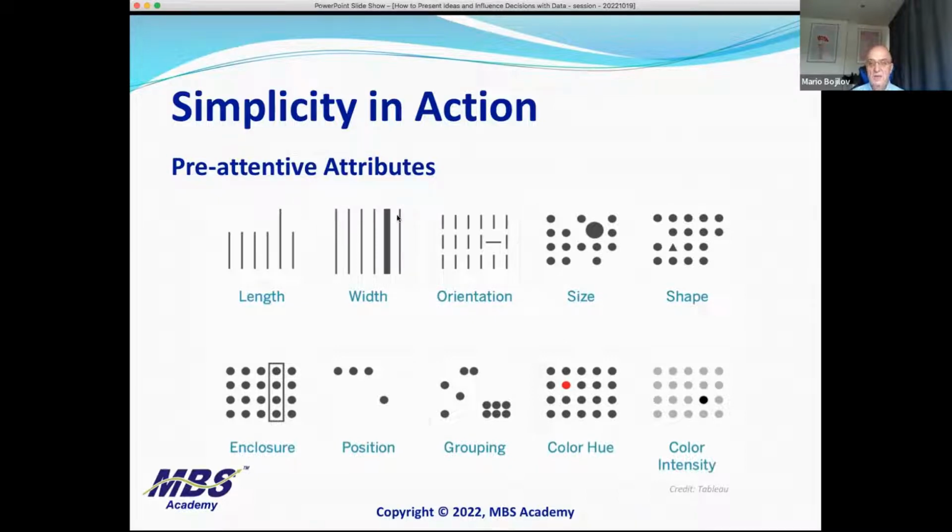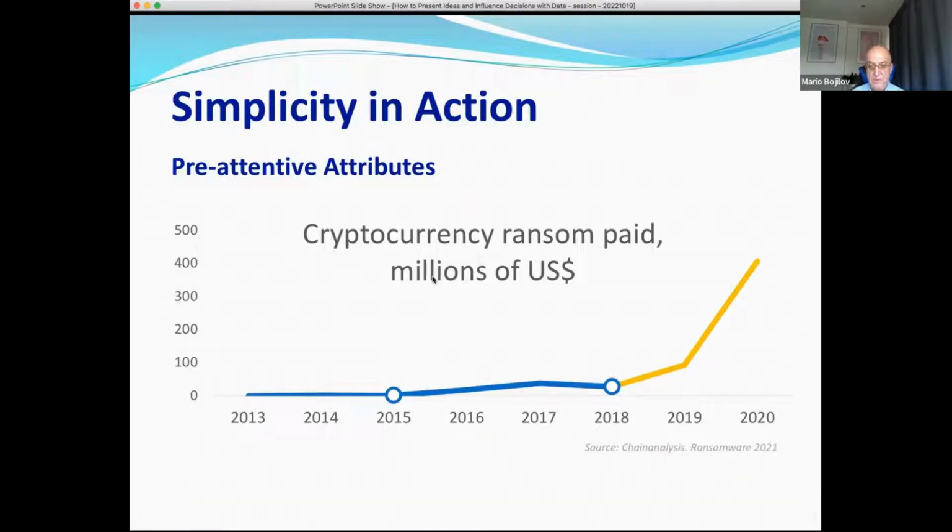And you will see here now an idea of how I've used pre-attentive attributes. This is the cryptocurrency ransom paid in millions of US dollars. I used yellow at the end in order to draw the attention of the audience to the increase that started in 2018. As you can see, up to 2018 it was not as great, but suddenly it took off in 2018. I also used two data points, in 2015 and 2018, just to highlight the fact that in 2018 we had a big increase, while in 2015 we started to get an increase. Up to that point, it was a very little amount.